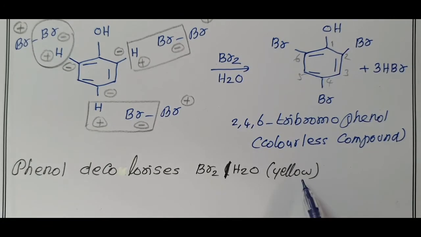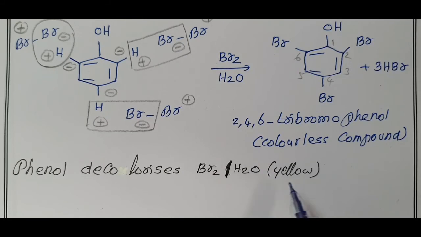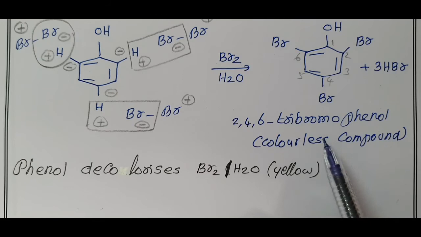Bromine water is yellow in color. When phenol is added to yellow colored bromine water, it decolorizes the yellow color. Decolorize means removal of color. Why is the bromine water decolorized? Due to the formation of 2,4,6-tribromophenol.